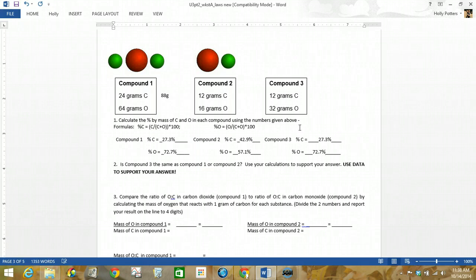Okay, so once we have the percents, then we can talk about number 2 here. Is compound 3 the same as compound 1 or compound 2? Use your calculations to support your answer. So just saying that 3 is the same as one or the other isn't good enough. We need to say why and cite our numbers. So we need to actually mention the numbers in our answer.